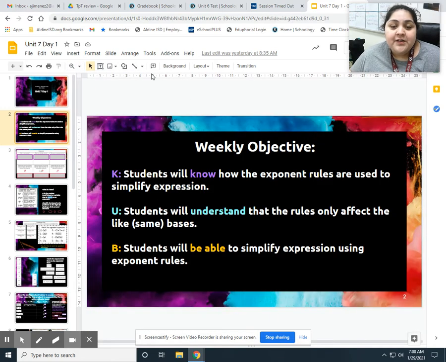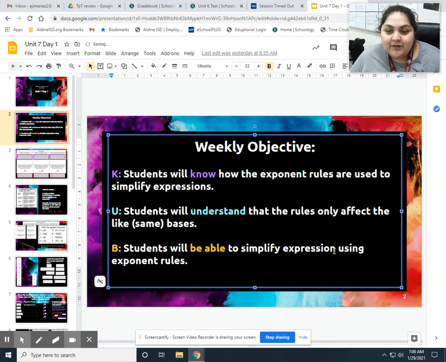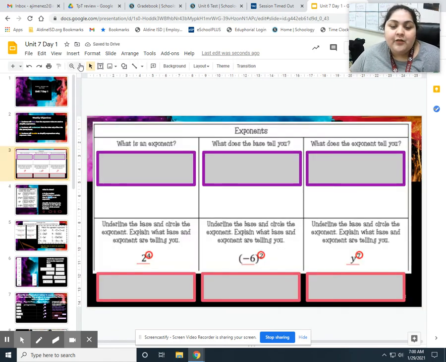Our weekly objectives: students will know how the exponent rules are used to simplify expressions, and students will understand that the rules only affect the like or same bases. Students will be able to simplify expressions using exponent rules. Okay, so here we go.